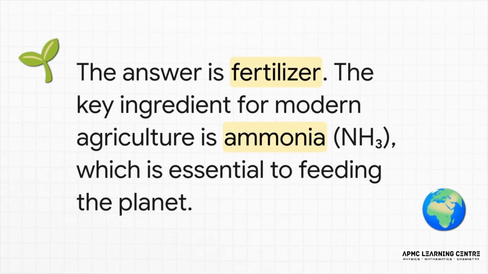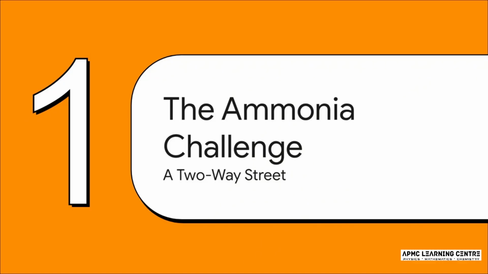Well, the answer is fertilizer. And the one ingredient that modern agriculture absolutely depends on is ammonia. Yep, our entire global food system is built on our ability to mass produce this one little molecule, NH3. But, and this is a big but, making ammonia is tricky. The problem is baked right into the chemistry itself. It's something called a reversible reaction, which, if you're trying to run a factory, is a huge headache.